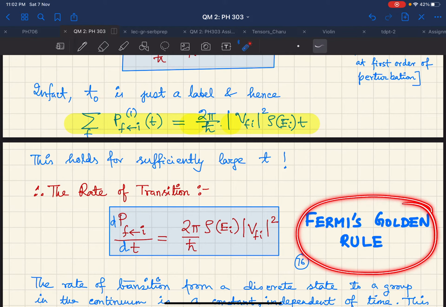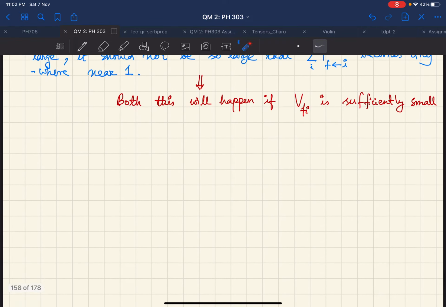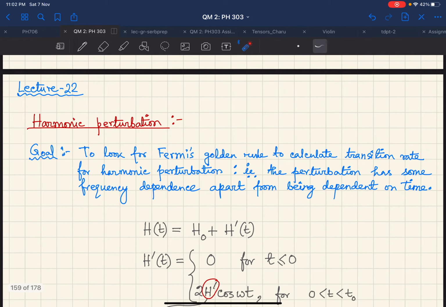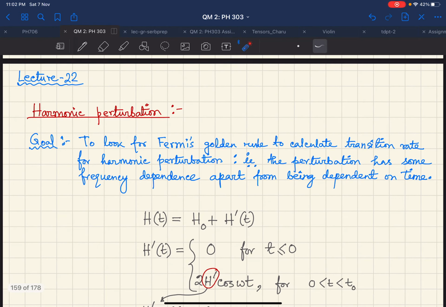So next thing that we wanted to discuss was the same calculation, but now we have some harmonic perturbation. Earlier, remember, our time dependence actually entered the calculation because we had said that after a certain time the system is being perturbed by a constant potential. So in that manner, time dependence entered in our calculation.